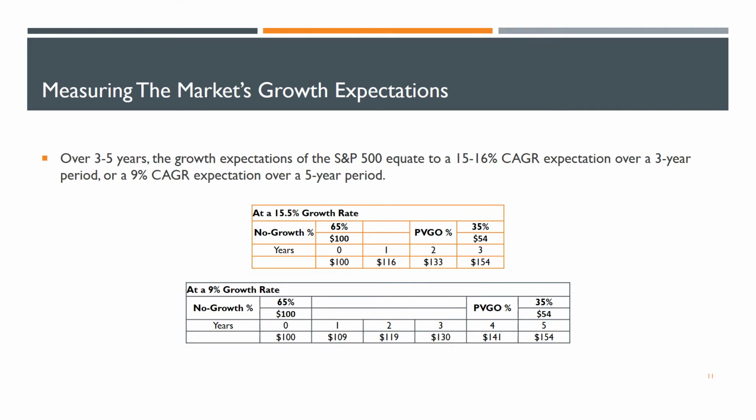This equates to over a 3 to 5 year span. The growth expectations of the S&P 500 is around 15 to 16% annual growth over a 3 year span, or approximately 9% over a 5 year span.